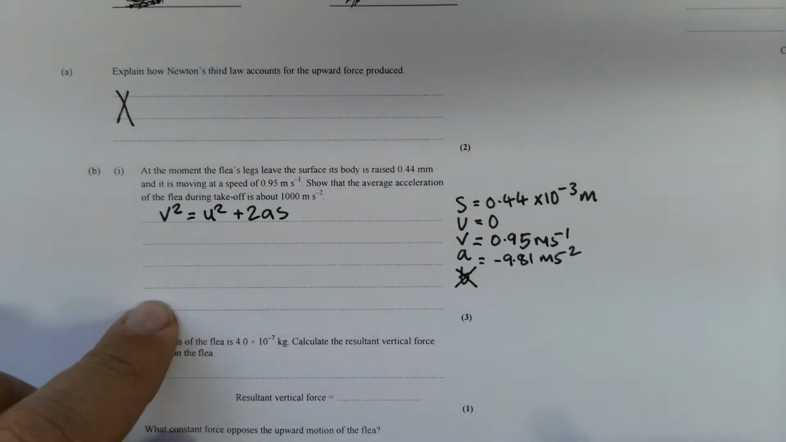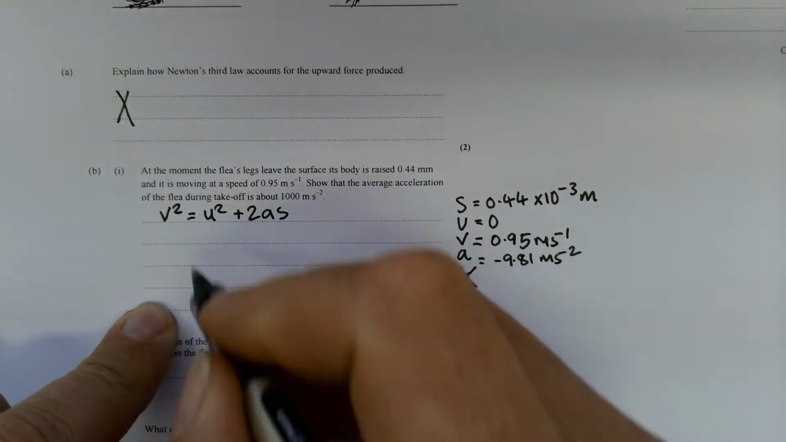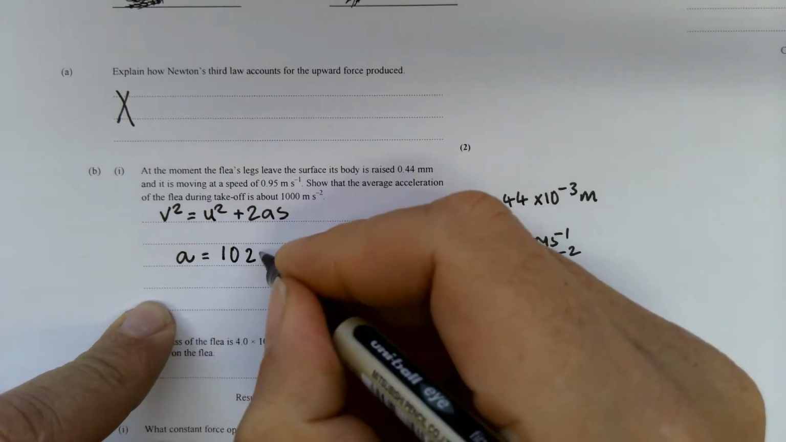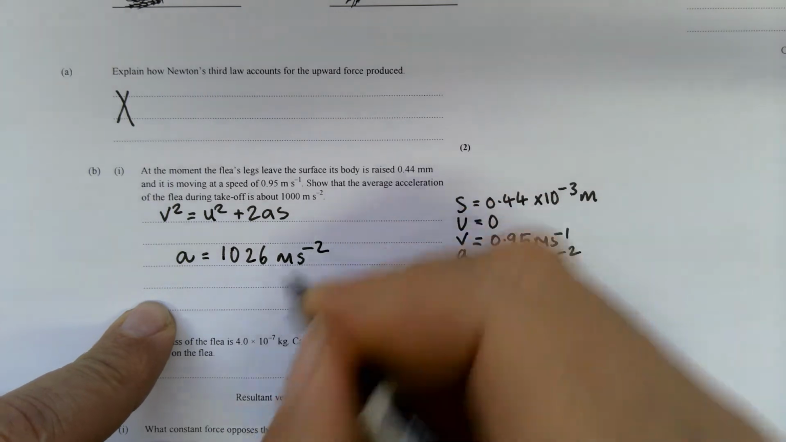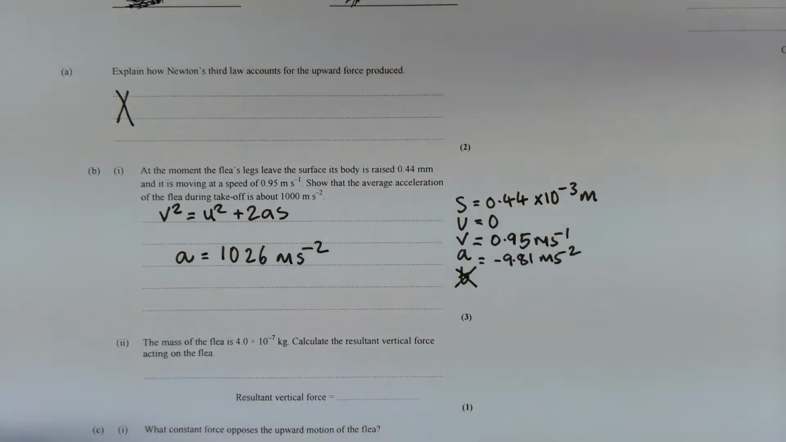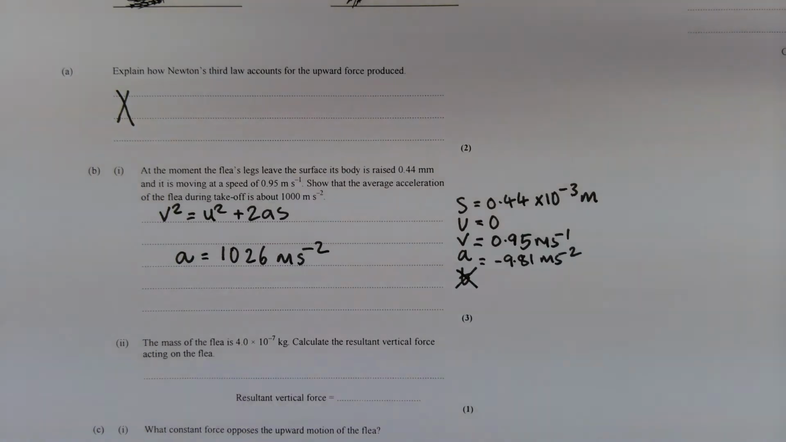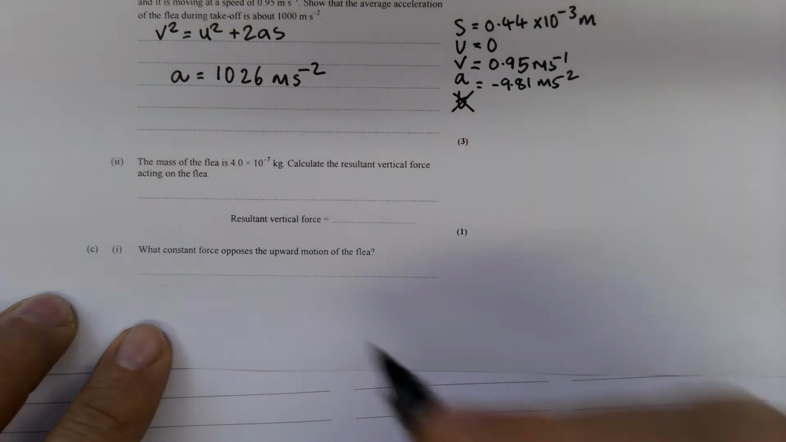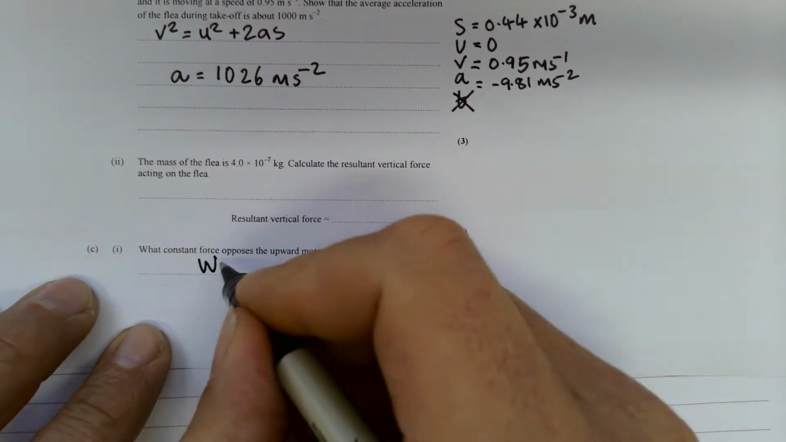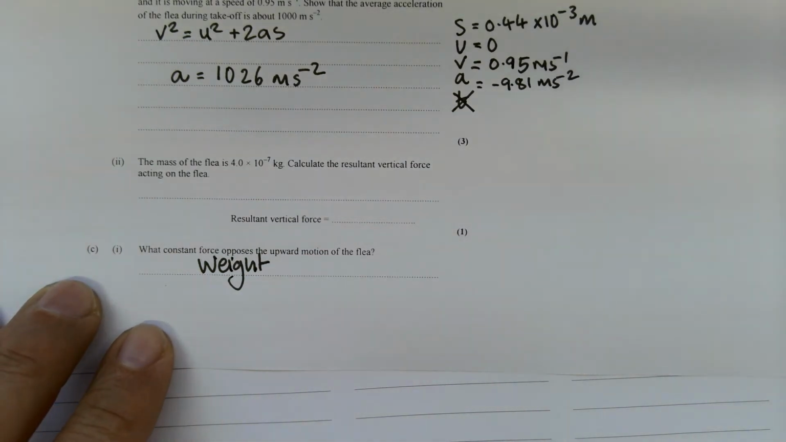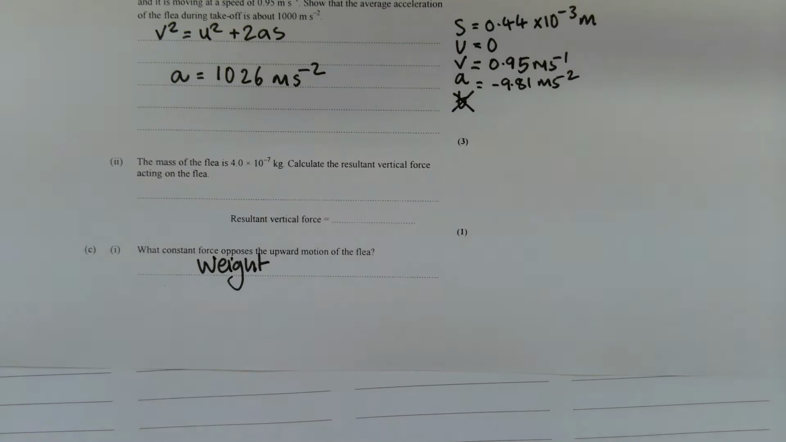Substitute everything in there, and it comes out that the acceleration equals 1026 meters per second squared. I'm not done the working out. You need to check that you can do that. Next question would just be using F equals ma, but technically we've not done that yet, so I'm going to skip it. What constant force opposes the upward motion? Its weight. I expect most of you would have put gravity. That would be okay as well, but it's better to say weight.